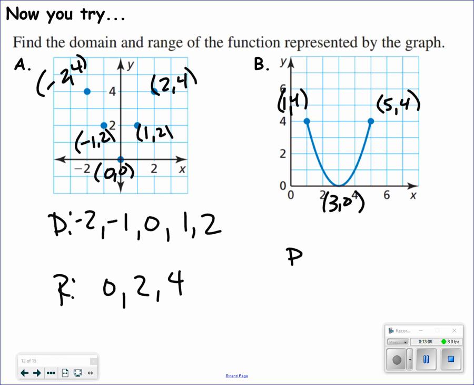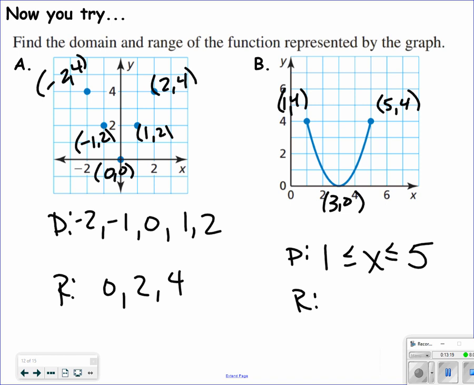So now the domain and the range. Domain is the x's. So the smallest value of x is 1, and the largest value of x is 5. So furthest to the left and furthest to the right. The next one, the smallest value of y is 0, and the largest value of y is 4. It happens to occur twice, and that's not a big deal. Don't worry about that.